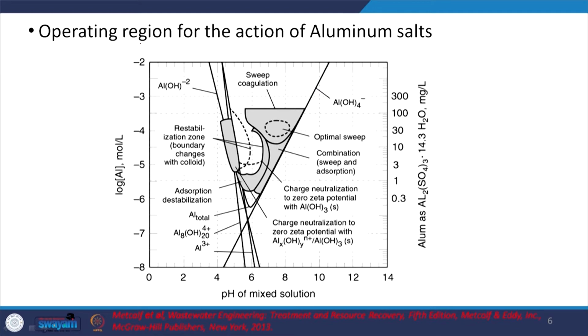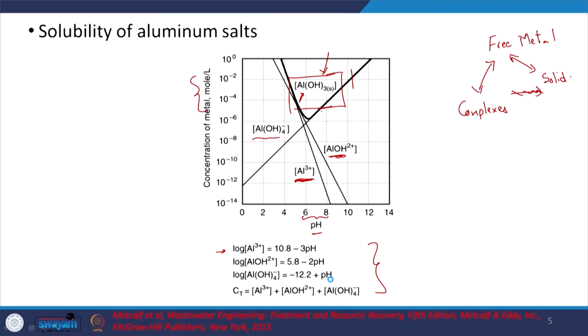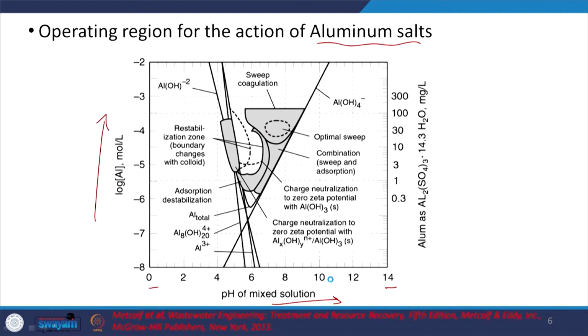Here we have the operating region for the aluminum salts when we are talking about coagulation. So, here is the pH from 0 to 14 and the concentration of the aluminum on a logarithmic scale, right. Here we are increasing the concentration as we go along there and pH is increasing as we go along there, right. As you can see, this figure is relatively similar to the predominance area diagram. Why? Because depending upon the type of aluminum that predominates at those particular conditions of pH and aluminum concentration, you are going to have either charge neutralization or sweep coagulation or such.